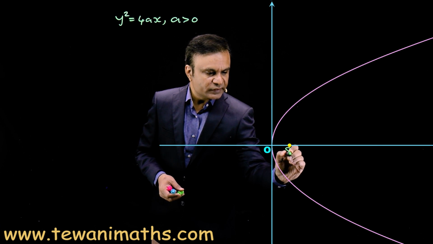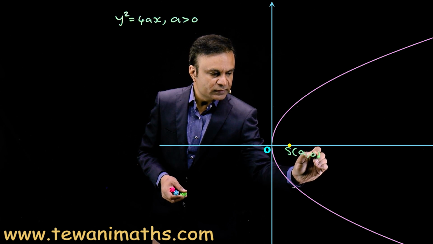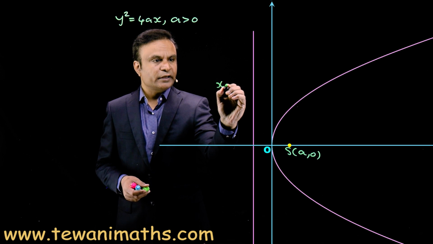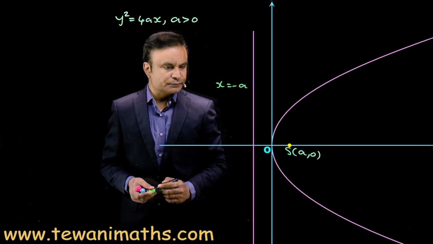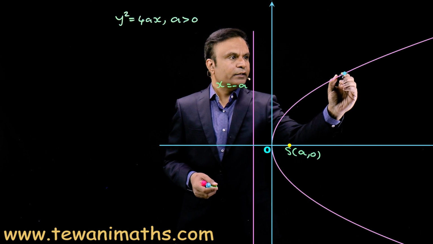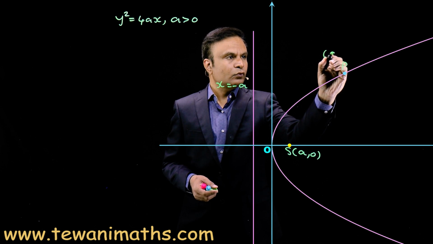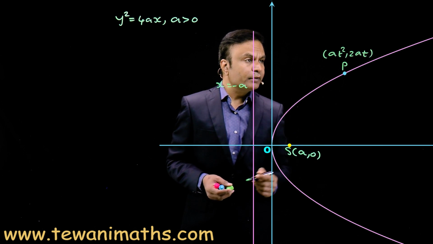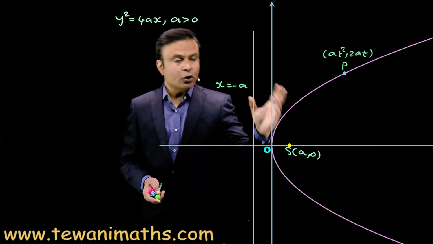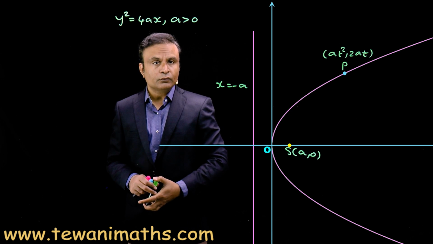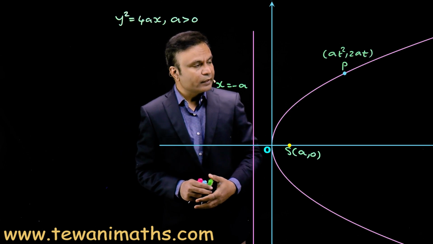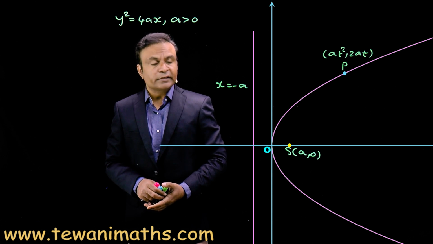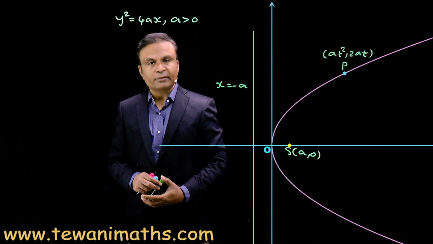Here we have focus as having coordinates (a, 0). This is directrix having equation x is equal to minus a. Consider point P on the parabola having coordinates (at square, 2at). These are standard parametric coordinates of any point on parabola y square is equal to 4ax. I am considering here parametric coordinates because it is easier to study conic section and its properties using parametric coordinates.